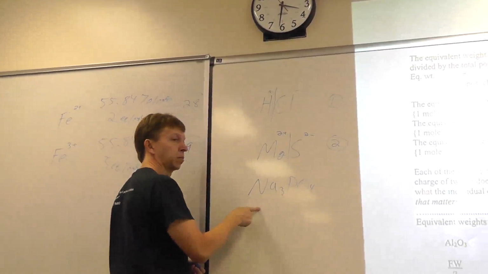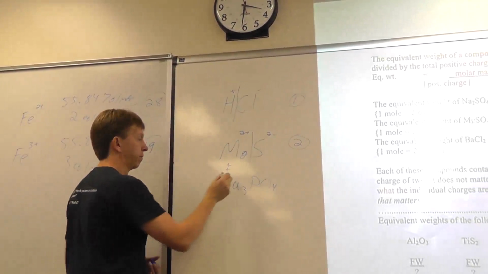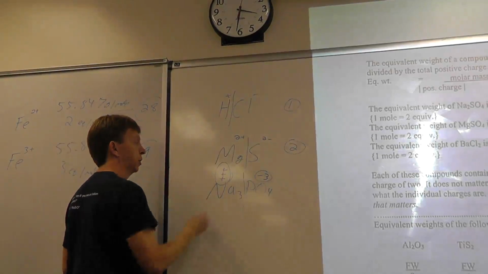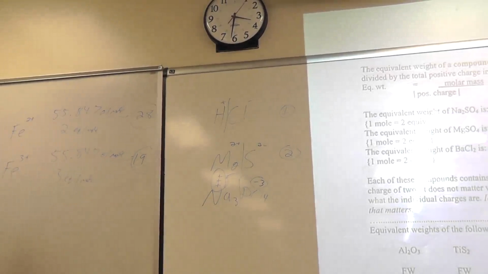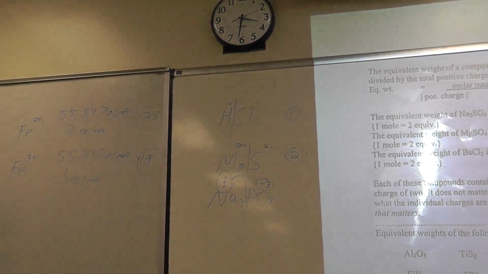What's the charge of sodium? 1, but you've got 3 of them, correct? Phosphate's a negative ion. It's a negative 3, actually. So what is the charge balanced at? 3. Therefore, molar mass divided by 3 would be its equivalent weight.